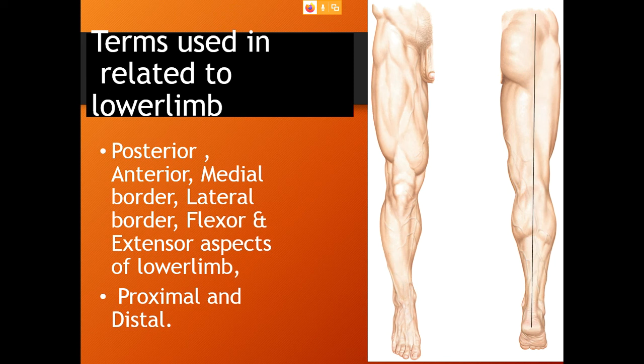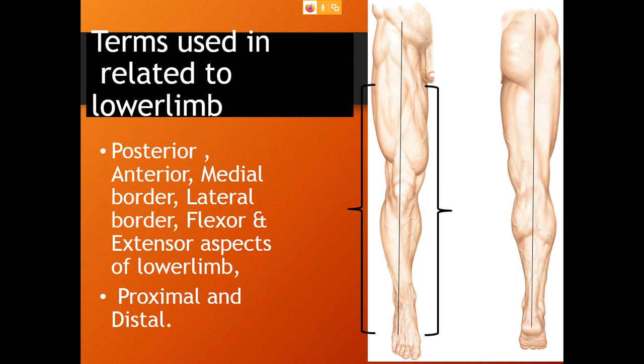So this is the median plane. We are drawing another median plane. Here is the posterior part, and this is the anterior part. Then we can identify medial and lateral parts. This part is projecting towards the median plane, right? That's why this part is called medial, and this part is called lateral.